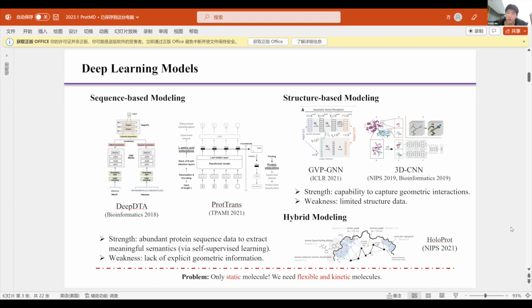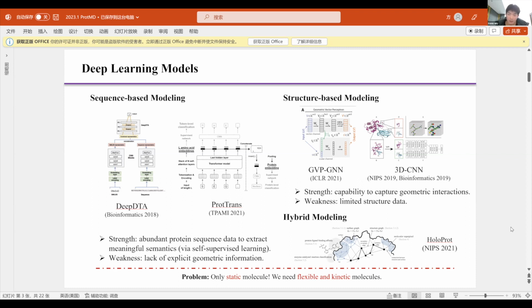So a more advanced choice is to use structure-based modeling, such as the geometric vector perceptron, GNN, or 3D convolutional neural network. Their strength lies in that they are capable of capturing geometric interactions, but their weakness is that structure data is limited. Their datasets cannot be very large, right?